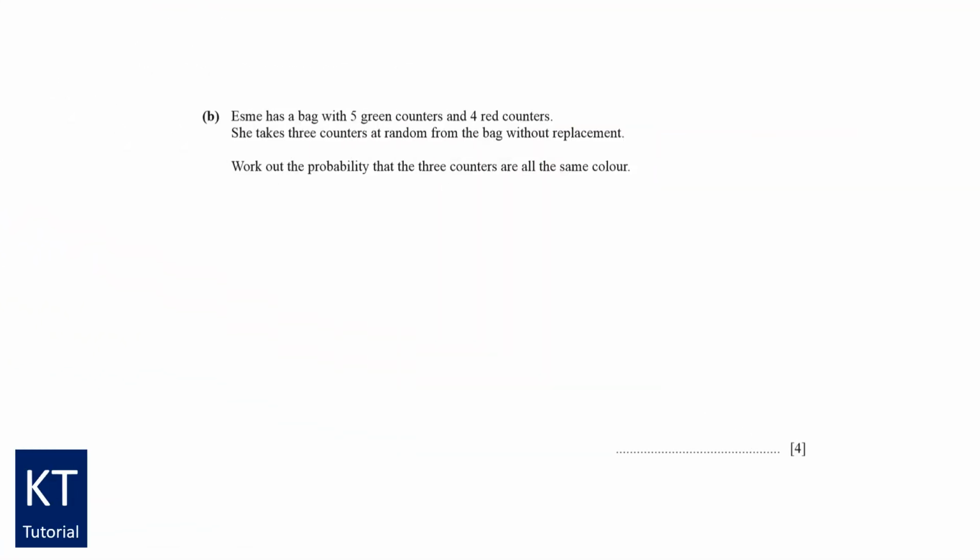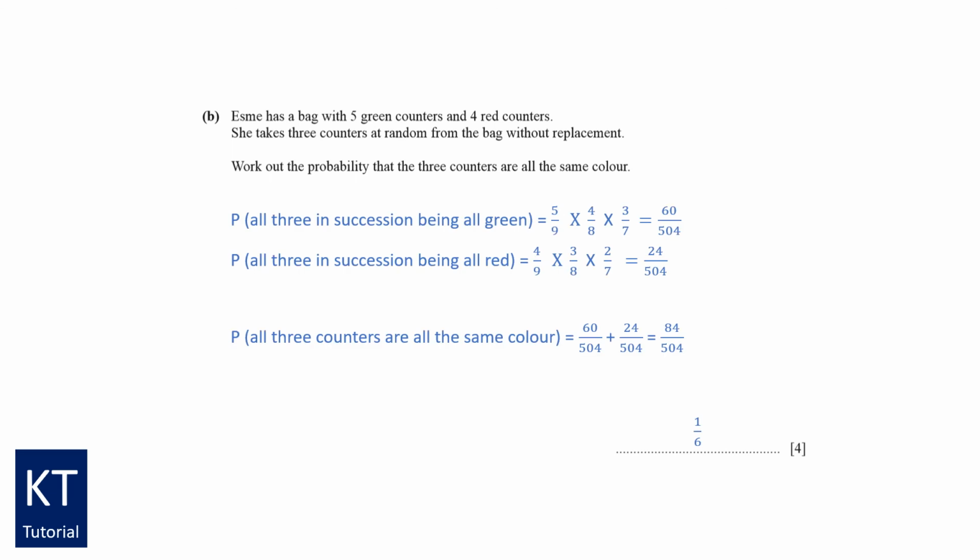Question 8b. Esme has a bag with 5 green counters and 4 red counters. She takes 3 counters at random from the bag without replacement. Work out the probability that the 3 counters are all the same color. Here, the required answer is the sum of the probability when all 3 in succession are green and when all 3 in succession are red. This comes to 1 over 6.